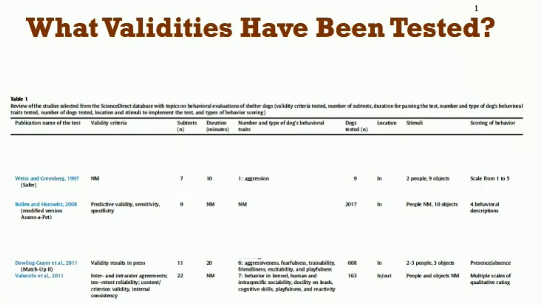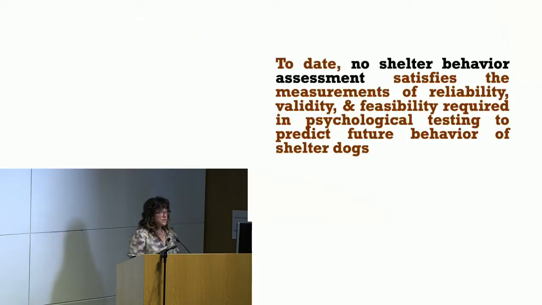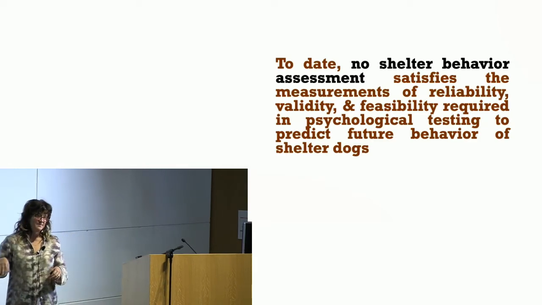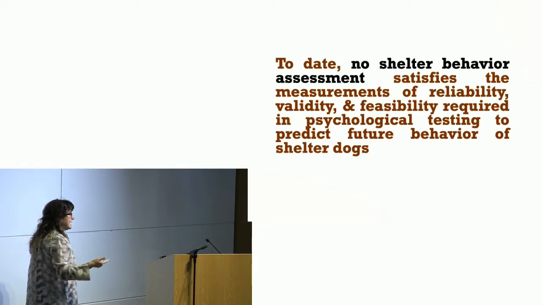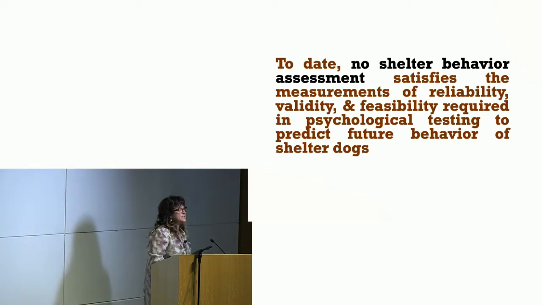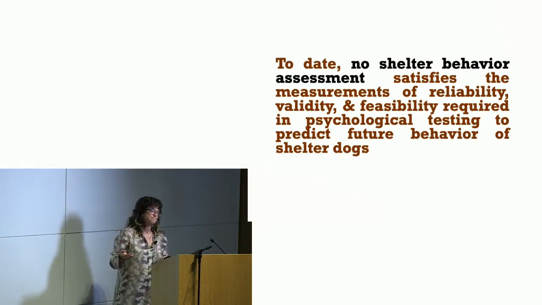But you can see that on the validity criteria, either it's not mentioned, as in the SAFER publication, or we have some in the Bolin and Horowitz paper, which I think is great. And at least at the time this was published, some of the validity results for the Match-Up 2 hadn't been published yet. So it should surprise no one in this room that to date, no shelter behavior assessment satisfies the measurements of reliability, validity, and feasibility that are required in psychological testing to predict future behavior of shelter dogs.